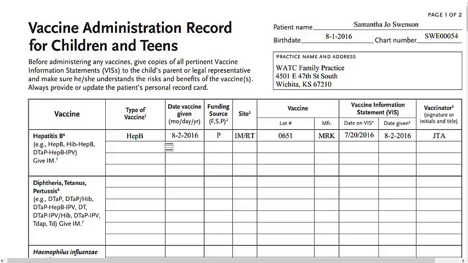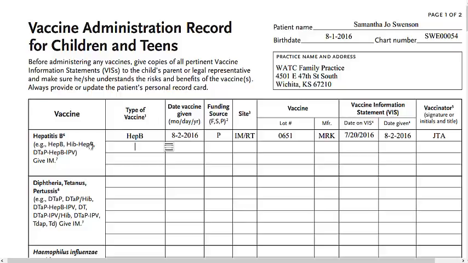As you can see up here at the top, we already have Samantha's name under patient name. We have her date of birth recorded. We have her chart number recorded. And we also have the practice name and address already recorded. For your assignment, you will need to make sure that that information is taken off of your information sheet and put onto the vaccine record for your patient.